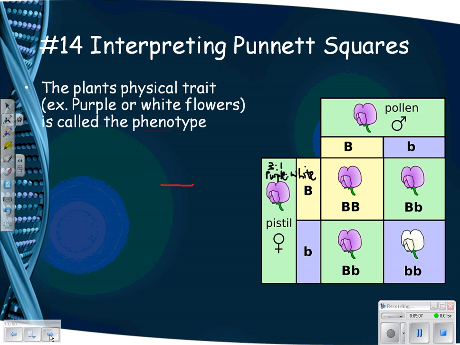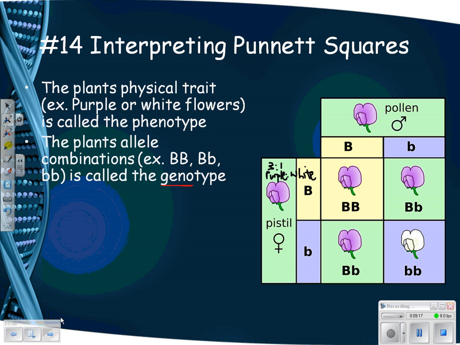The plant's physical traits, purple or white, is called the phenotype. Pheno means physical type. The plant's allele combinations would be the genotype. Geno stands for genes.